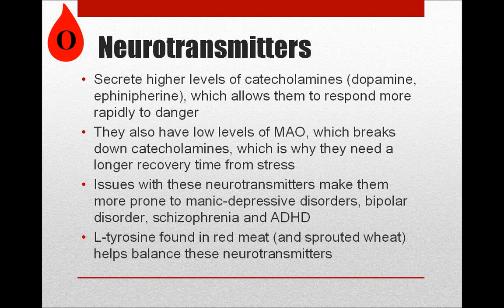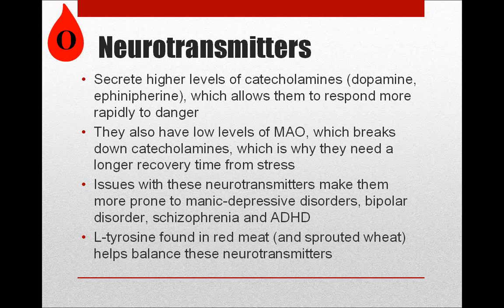So let's look at neurotransmitters. These little chemical connectors in the body, think of it as kind of like your email system, like one part of the body sending an email to the other part, and the little neurotransmitters, like your web server, hopefully it didn't go down. They secrete these levels of catecholamines, like dopamine and epinephrine, and what happens is it allows you to respond faster. You have a quicker response time to danger with the O-type because they were the hunter-gatherers.